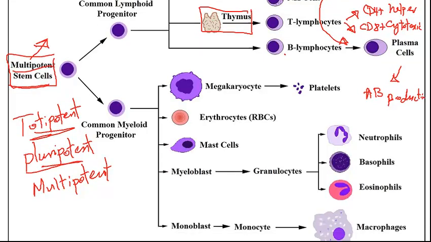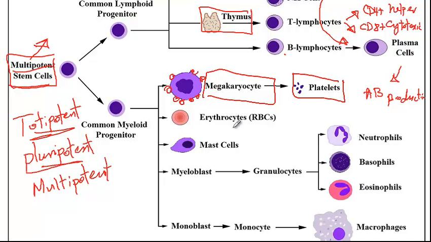Then we have the common myeloid progenitor cells that give rise to megakaryocytes. And these megakaryocytes are large cells, and they have some blebs coming off from their membrane, and this shedding of blebs and cytoplasmic content is what gives rise to platelets. Then we have erythrocytes, or red blood cells, and these red blood cells are thinner at the center.